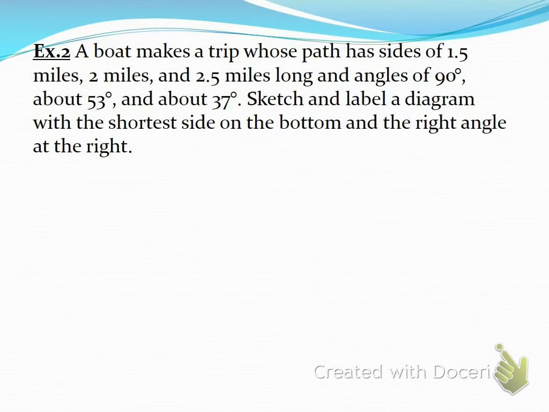So we want our shortest side on the bottom. What should I label that side? What's the shortest length they gave us? 1.5. I know that I need a right angle at the right side of this. So on the right side, I'm going to go up with my right angle. And then I can just finish off my triangle. We can go ahead and put in our right angle box. And from here we can label everything else.